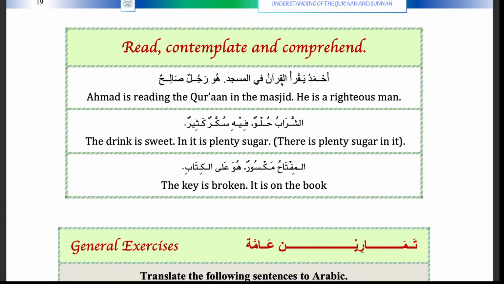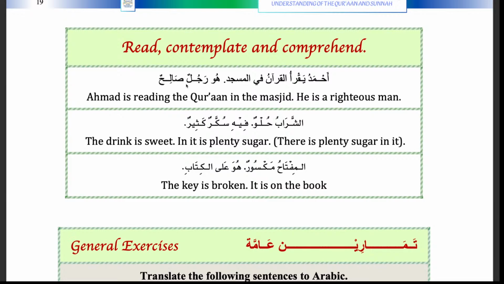Huwa rajulun salihun. So Ahmad is reading the Quran in the masjid. He is huwa, right? He is rajulun salihun. What is rajulun salihun? Righteous man, right? And so here we have the noun and adjective composition structure.